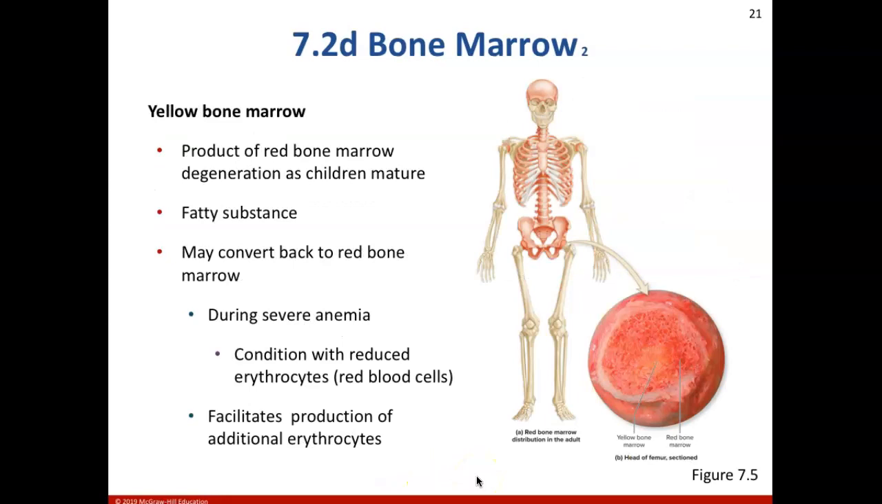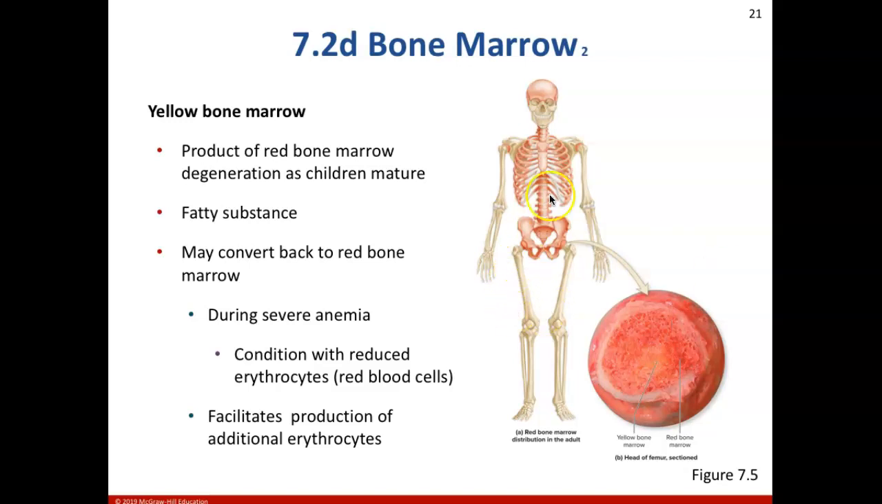Now for yellow marrow, this is going to be a product of red bone marrow degeneration as children mature. So you can see in this head of the femur, we have some yellow bone marrow on the inner portion and red marrow on the outer portion. Your yellow bone marrow is a fatty substance and it can be converted back to red bone marrow. This takes place during severe anemia, which is a condition with reduced erythrocytes or red blood cells, and it also facilitates production of additional erythrocytes.